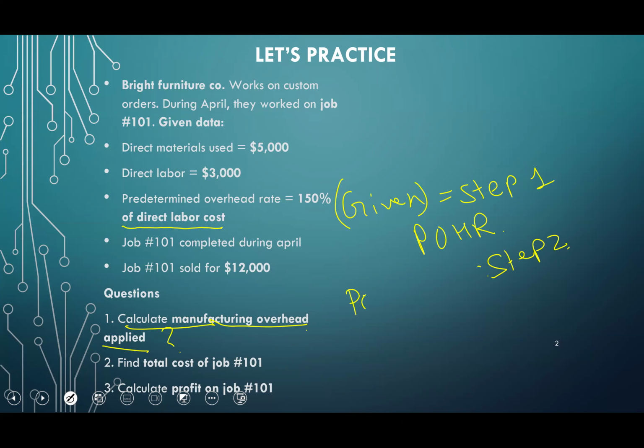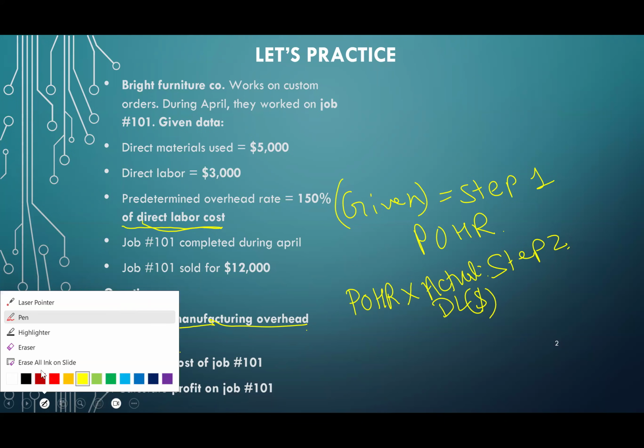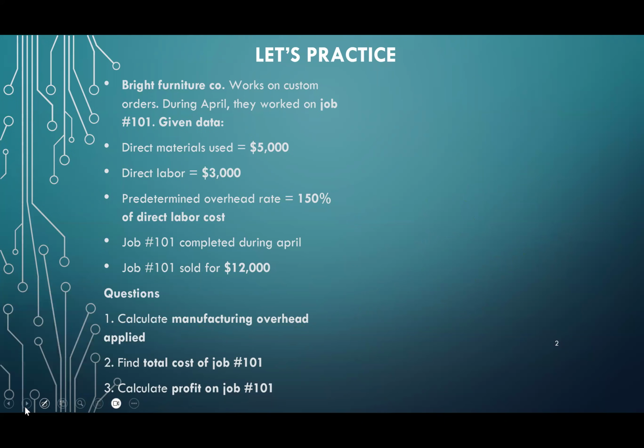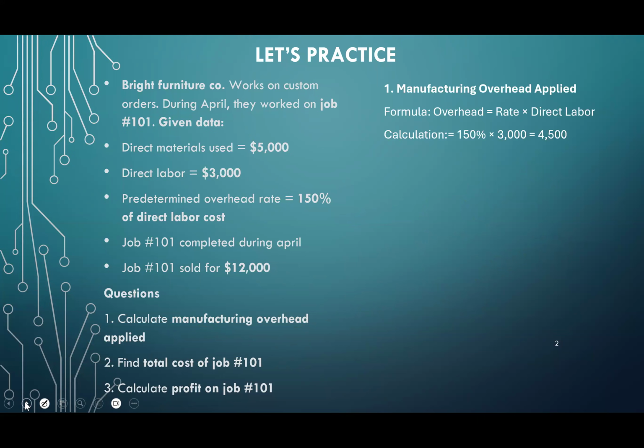You take the predetermined overhead rate and you multiply it by, in this case, actual direct labor cost that we have spent on this job. Okay, let us clean this one out and let us show you this first step.